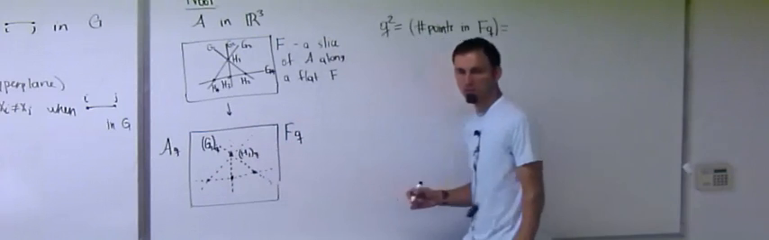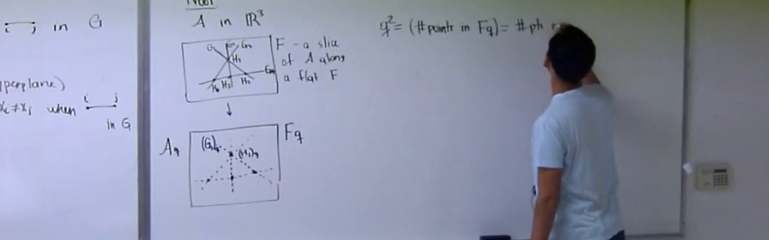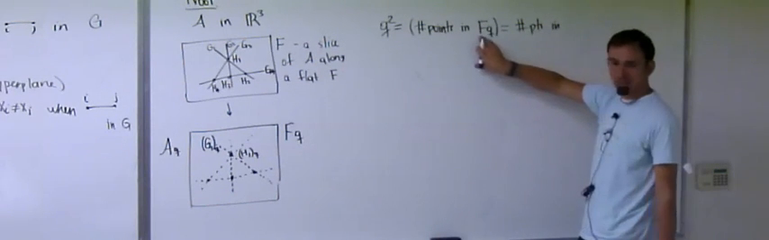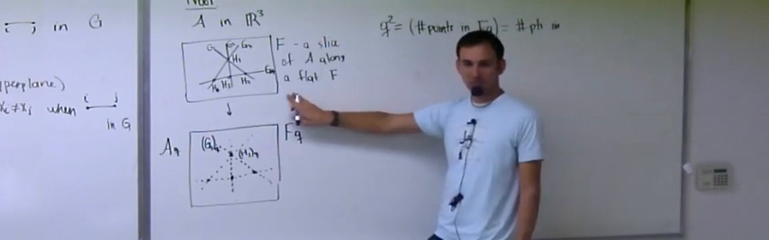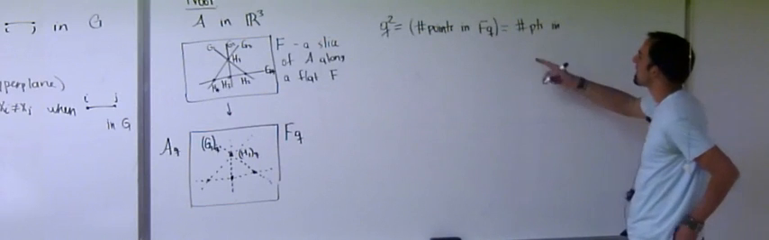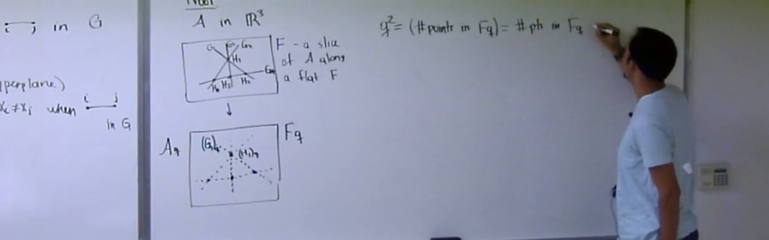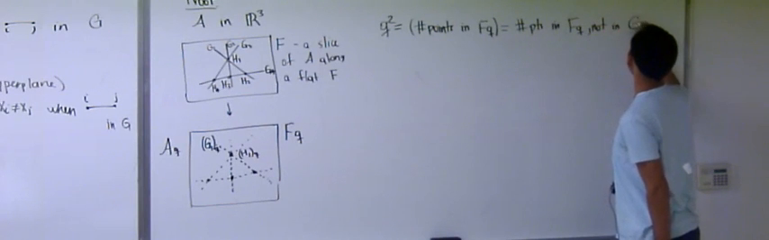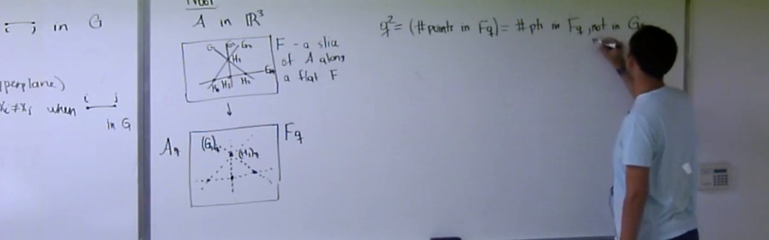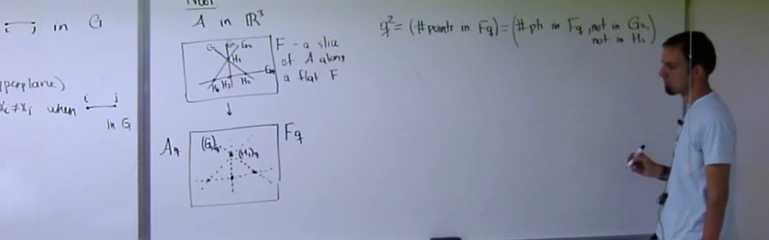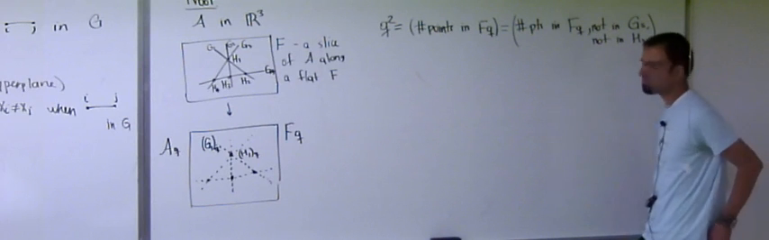First, I'll count the ones that are not on any of the G's or the H's. Be careful: when I say F without script, I mean this flat, and if it's with script, that means the field. The number of points in F_q is equal to, first, the ones that are in F and not in the G's and not in the H's. Aren't all the H's in the G's? Yes, so if it's in an H, then it's in a G. How many are there?